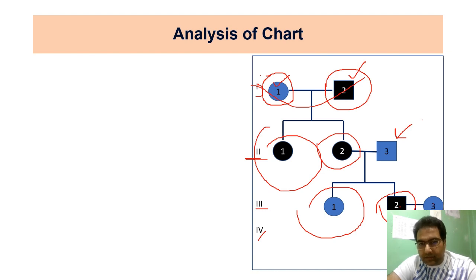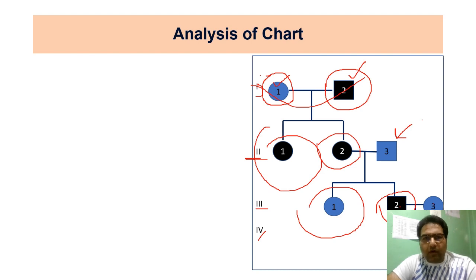In the third generation, we again have 3 individuals. In the fourth generation, we have 1 individual. So this is a method wherein we can present the information of a particular generation and their progenies in the form of a chart, and that is why this very chart is called the pedigree chart.